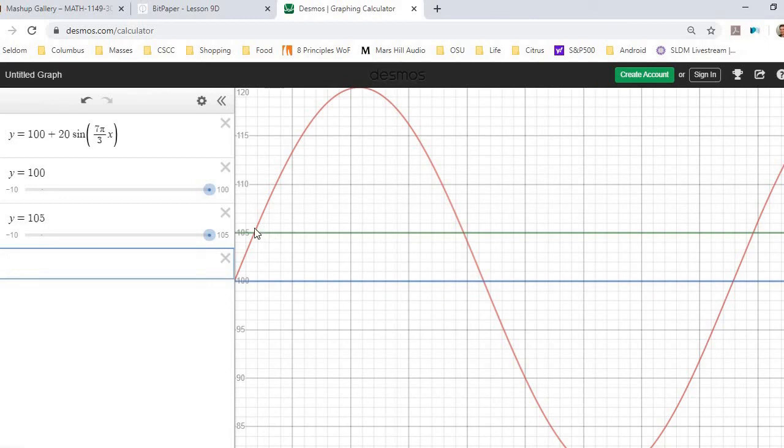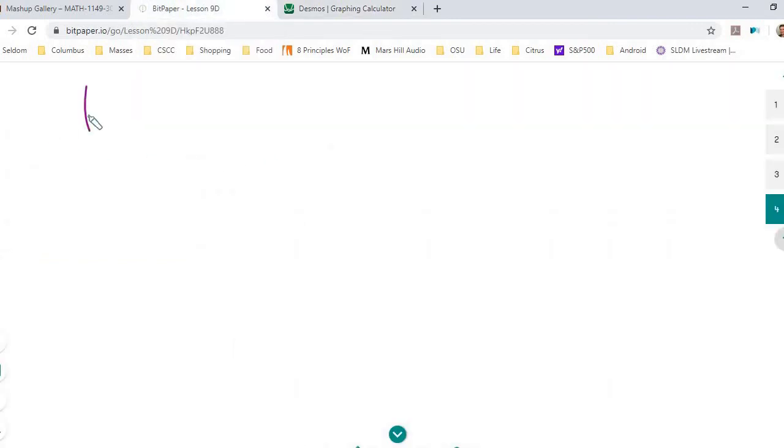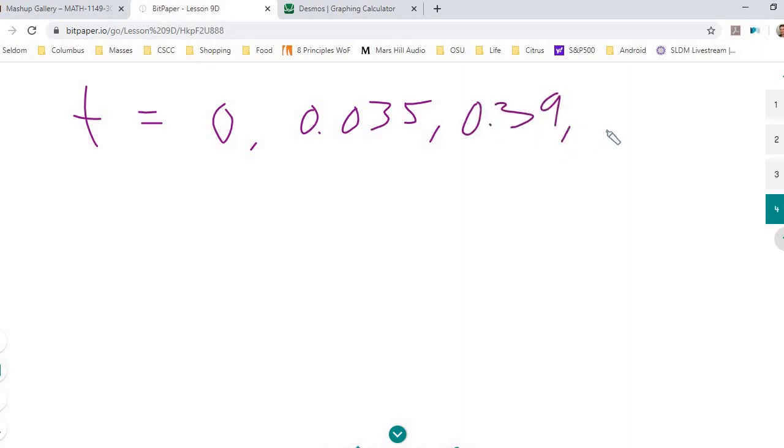Let me go back to the drawing board here. I'll put all the t-values we found in order: 0, 0.35. The next one is 3/7. No, the next one is 0.39. The next one will be 3/7, which converts to a decimal of 0.43. And then the next one would be 0.86, and the last one is 0.89.